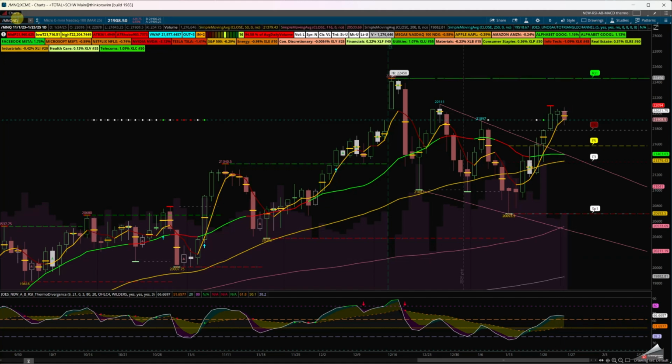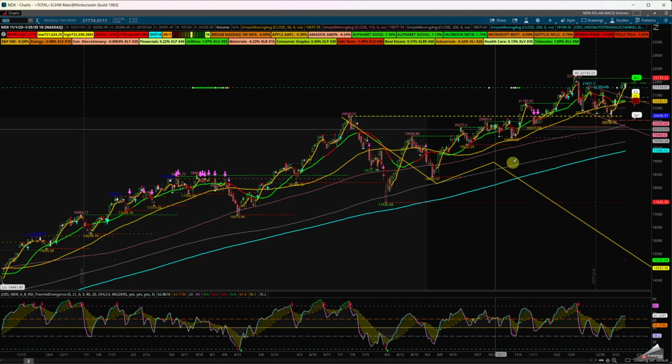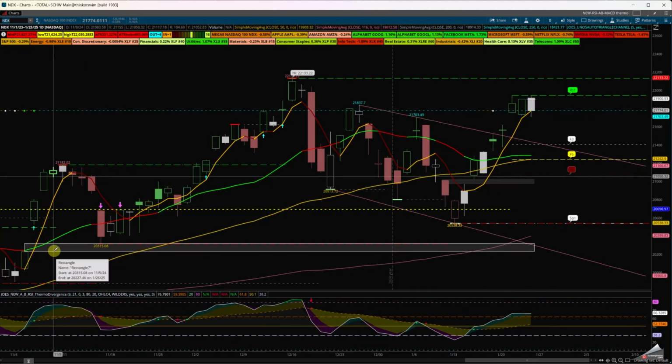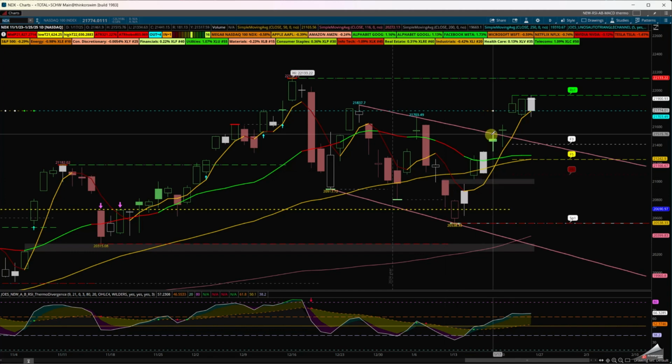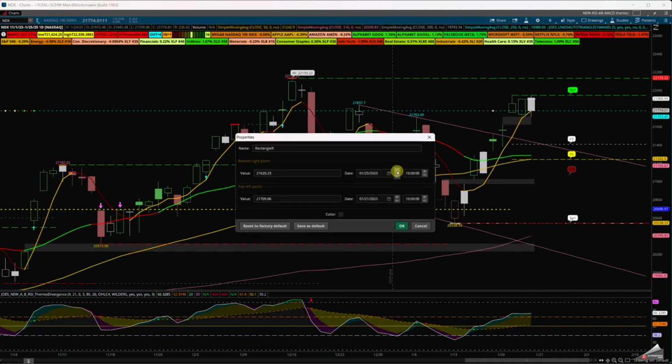If I put NDX right here, I wanted to show that the NASDAQ has a couple of gaps that never filled down here. We have another gap here. We have another gap between here and here that never filled. You've got to pay attention to these areas in case we fall through these gaps.